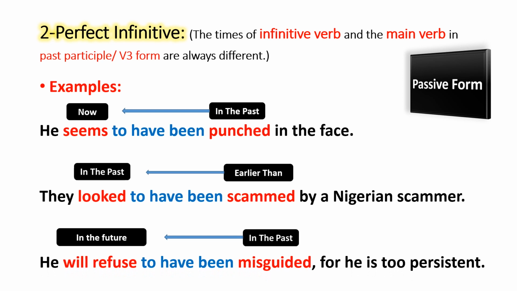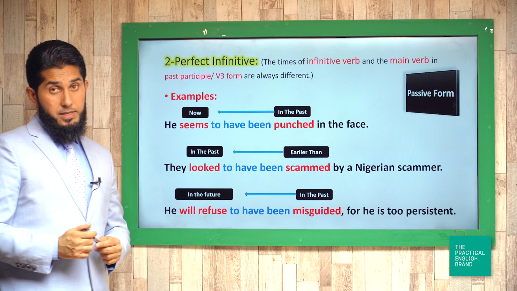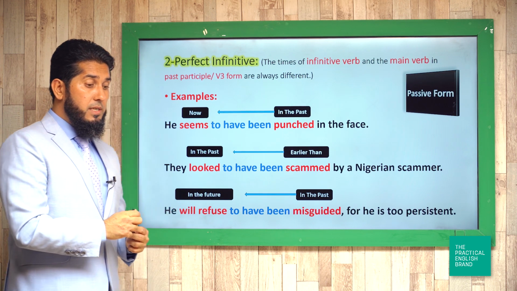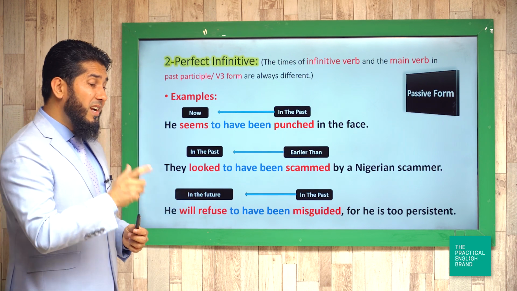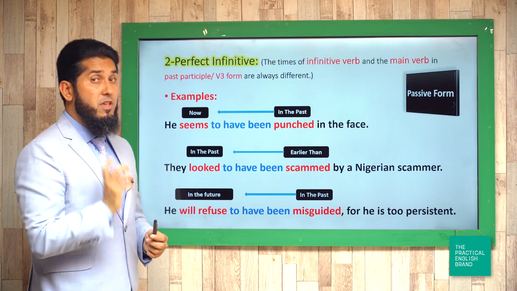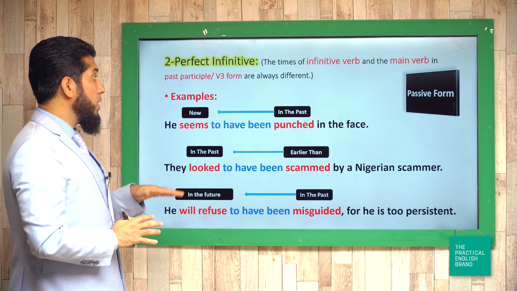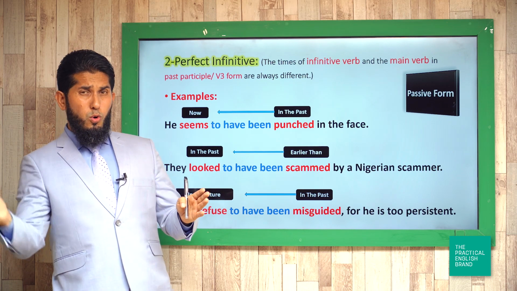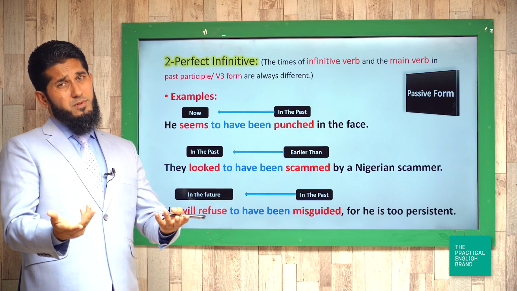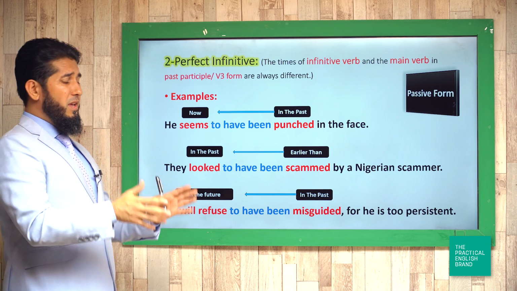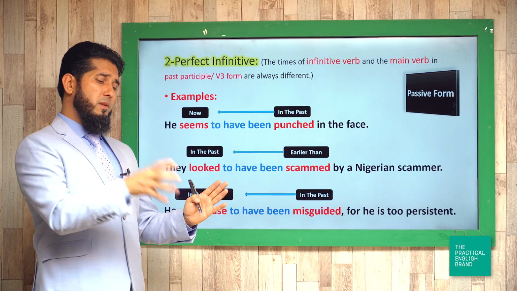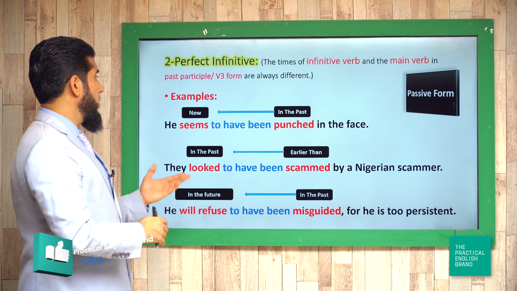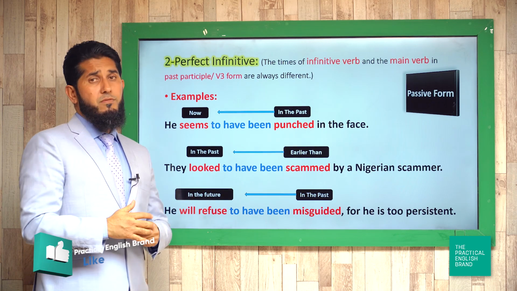he seems to have been punched in the face. The concept here is that he seems that someone has punched him in the face. Now saying it in a very long way is not very comfortable. So simply in one short sentence, you can express that idea. So he seems to have been punched in the face.